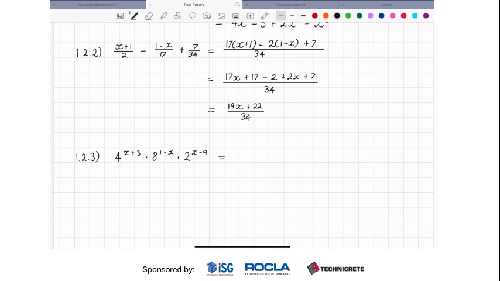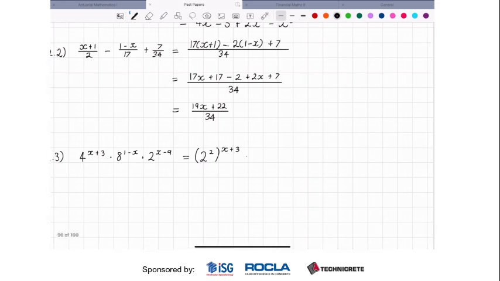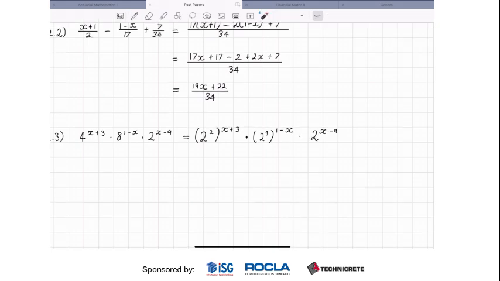So instead of 4, I'm going to write 2 squared, and that is still raised to the x plus 3. And multiplied, instead of 8, I'm going to write 2 cubed, which is still raised to the 1 minus x, and then my 2 stays the same. And now that I've got exponents that are raised to other exponents, I can just multiply these. So I'm going to have 2 times x plus 3, and then for this one I'll have 3 times 1 minus x, and then this one just stays the same.